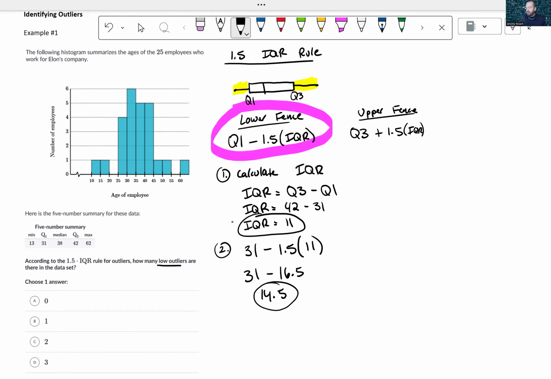Okay, this tells us that our outliers are, we'll say X less than 14.5. So any data point X that is less than 14.5 would be considered a low outlier.